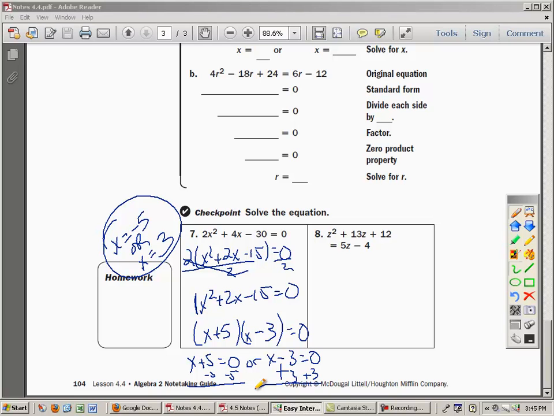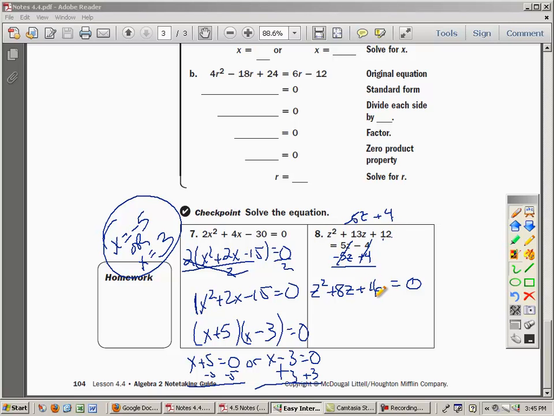What about number 8? Well, number 8 has to be in standard form first. So first I'm going to subtract 5z and add 4 to the right side, and I have to do that to the left side too. It's a little bit confusing because of the way the margins worked in here. But basically, if I subtract that and add that, on the right side I've got 0. On the left side I have z squared, and then 13z minus 5z becomes plus 8z, and then positive 12 and 4 becomes positive 16.